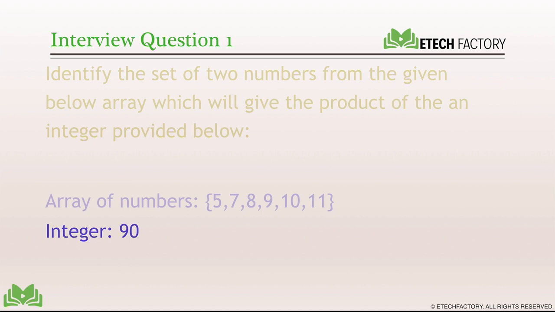So now, what is the expected output? Obviously you all know that it's 9 and 10. If you multiply 9 and 10 from the array of numbers, you will get the integer 90. So whenever you execute the program that you have written for this problem statement, the expected output should be 9 and 10. Now let us see the logic explanation further.